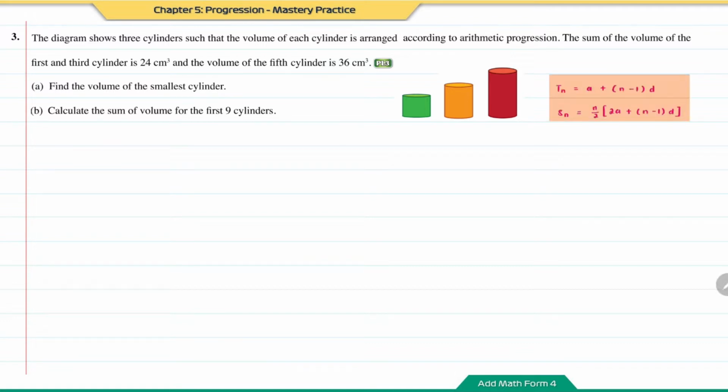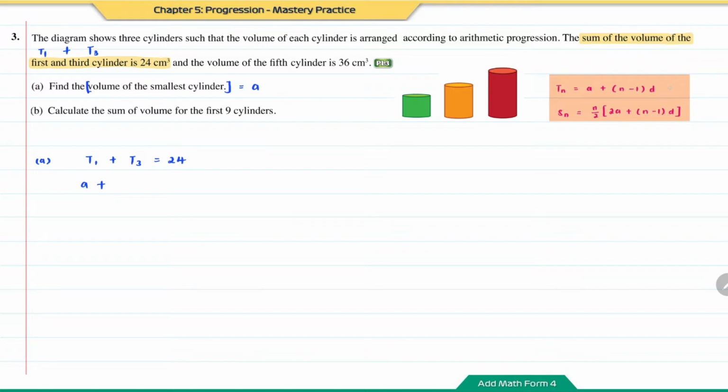Again, we're going to refer to this formula. So the volume of the smallest cylinder actually refers to the first term, which is the A. From this information, we know that the first volume is going to be the T1, which is the A, and the third volume is going to be the T3. When we sum it up, it's going to equal 24. So T1 plus T3 equal to 24, and T1 is the first term, the same as A.